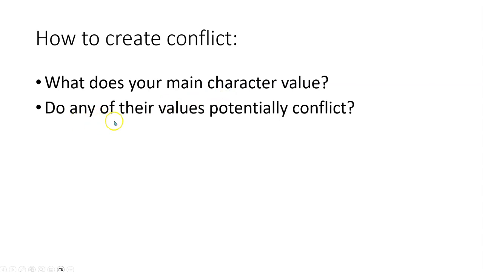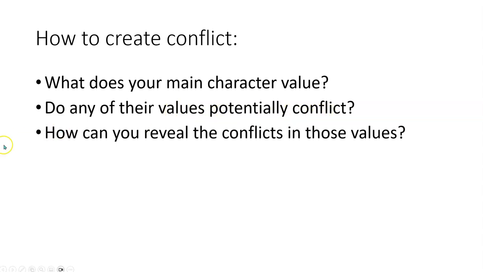Do any of their values potentially conflict? Well, yeah. So I'll give you an example. Let's say someone really values good cooking and really delicious food. Yet they also value their health, and they find that there are certain things they really enjoy eating that may not be good for their health. So they may have these values that potentially conflict. They may be like, well, which is more important? And so there's an example of that.